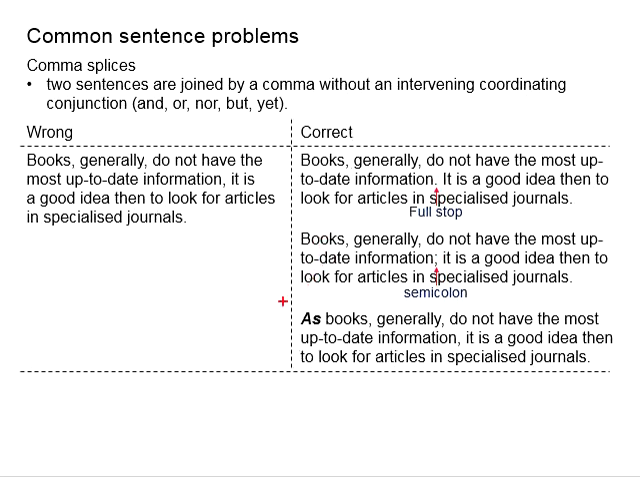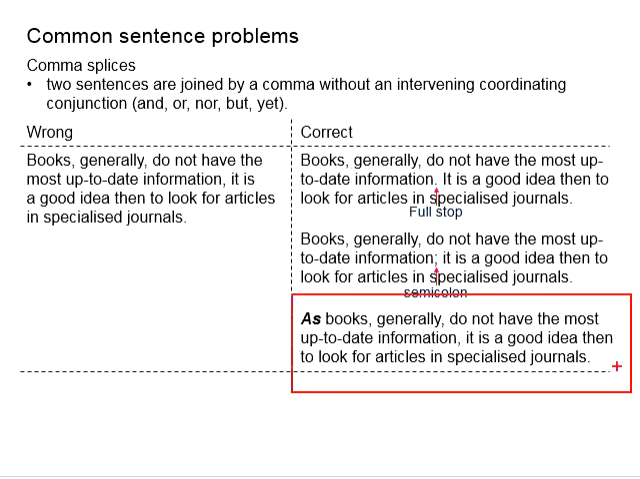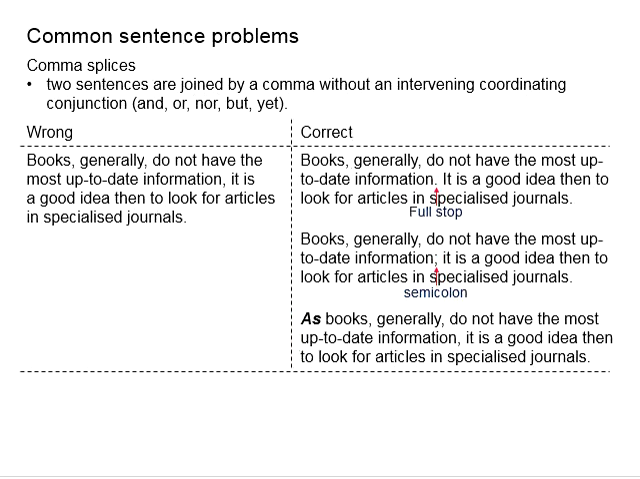Or you can write it with the conjunction as. As books generally do not have the most updated information, it is a good idea then to look for articles in specialized journals. With the conjunction here, now the entire sentence makes sense. There is a cause and effect relationship giving you the reason for the second half of the sentence.